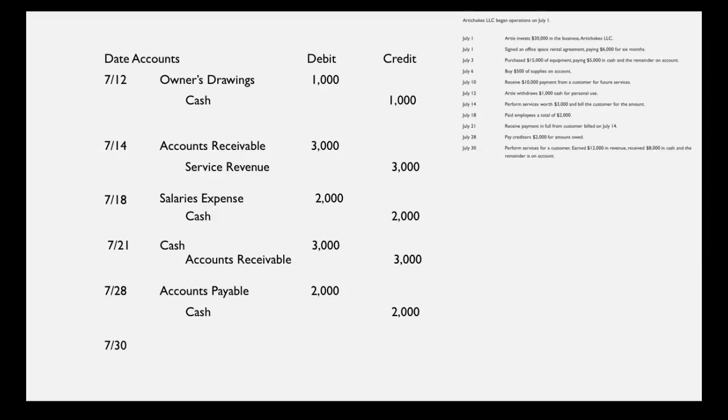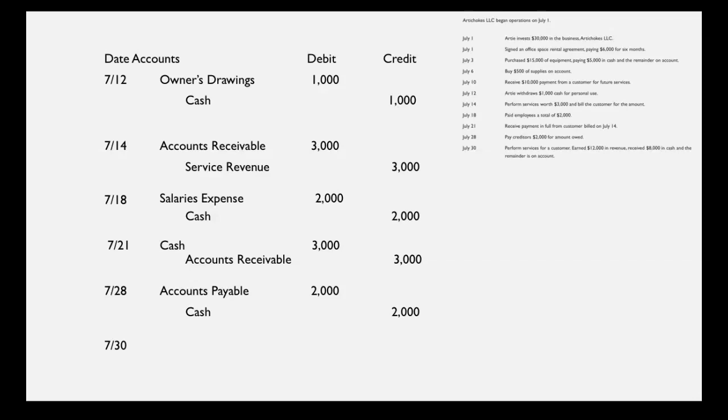So one more entry here. It's another compound entry. So we have more than two accounts affected here. It says that on July 30th, we performed services for a customer. We earned $12,000 in revenue, received $8,000 in cash, and the remainder is on account. So there's a few different pieces that we can break apart there.